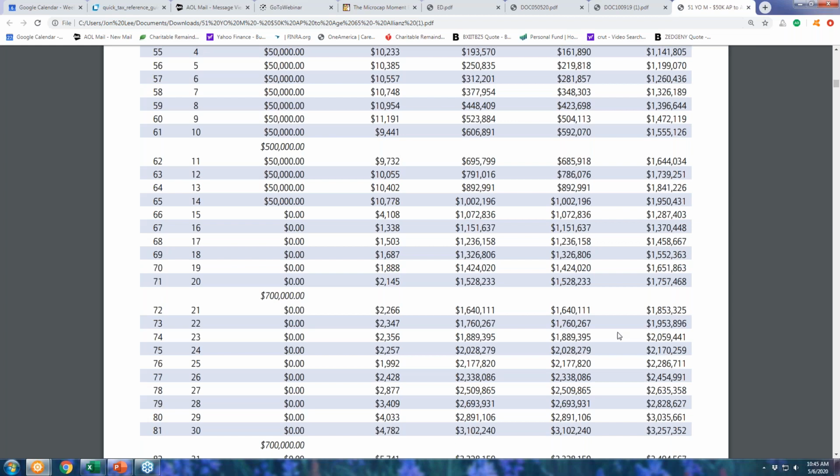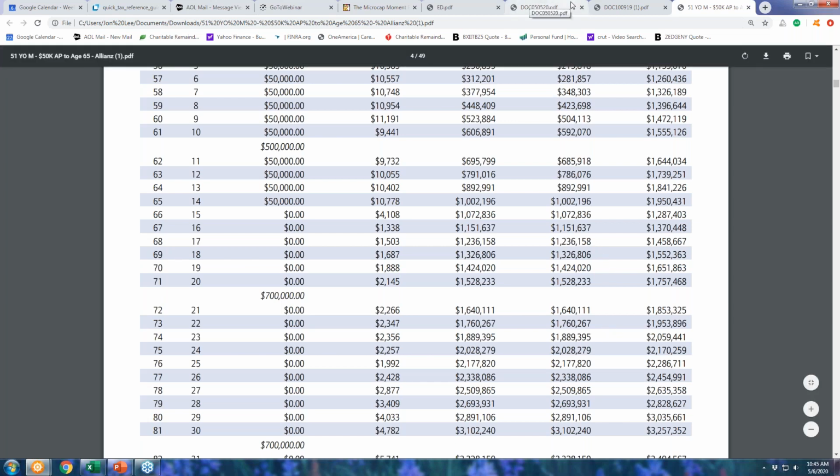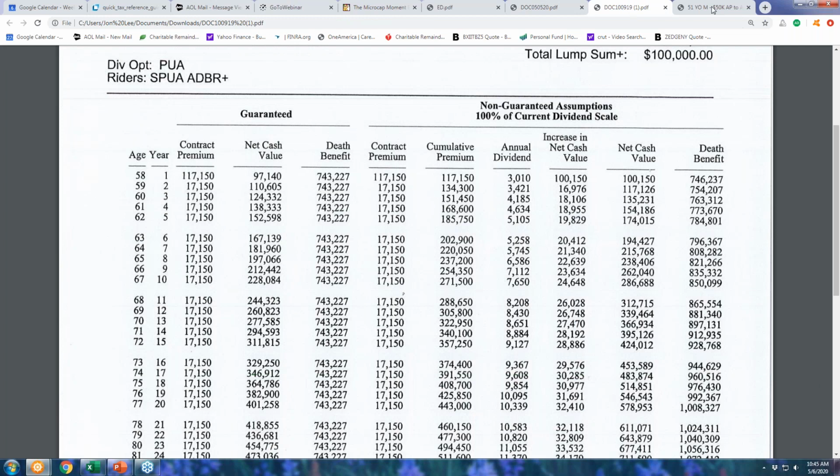In whole life, that's not the case. That's only the case in universal life, because whole life does not have cost of insurance. Right, so that's the basics of universal life. Let me just switch you to a whole life deal, okay?